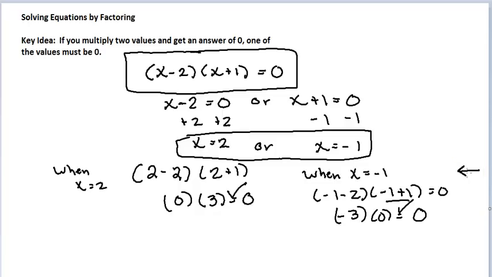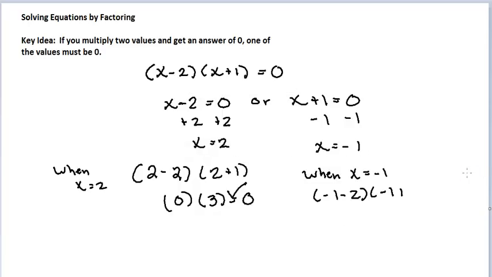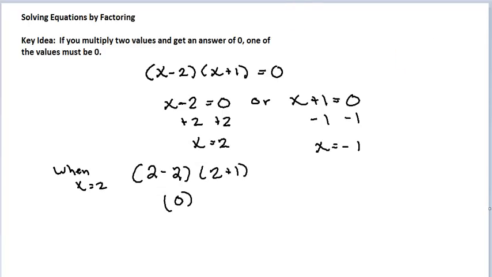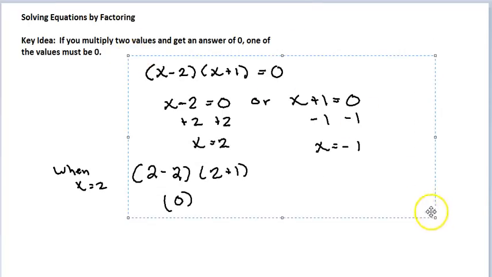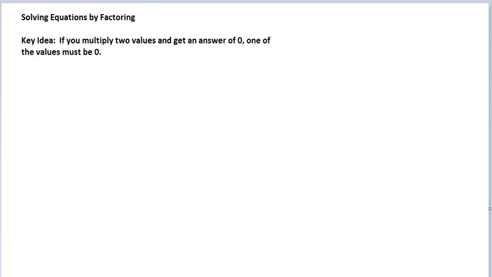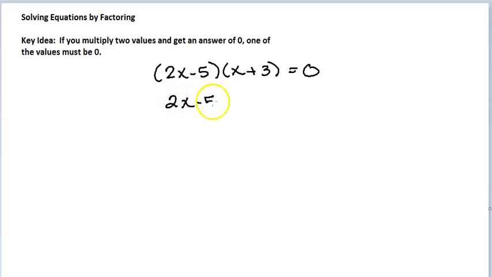So let's look at another one. I'm going to erase this now. This time we're going to multiply 2x minus 5 times x plus 3, and that equals 0, so there's the equation, and I want you to solve this. Now it's already factored. I'm already multiplying two values and getting an answer of 0. So that means either that first binomial equals 0, or the second one equals 0.